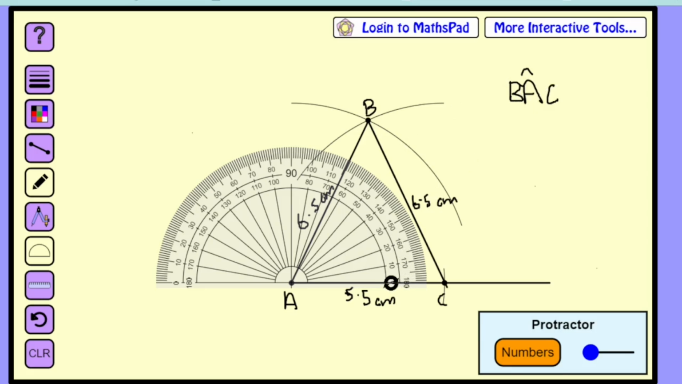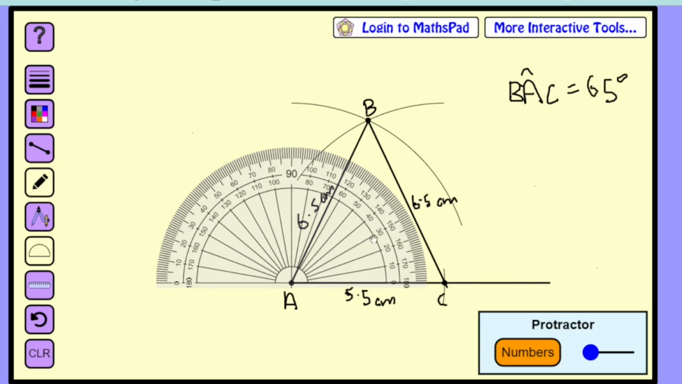So we're going to go ahead. Using the inner scale, because that is the one that is on the 0 and the arm, right? So we're starting with the scale that starts from 0, which is the inner scale. We go all the way up. So we can see that angle BAC is measuring 65. So angle BAC is 65 degrees.